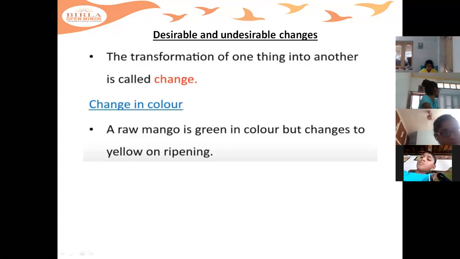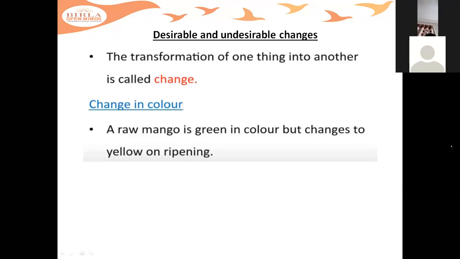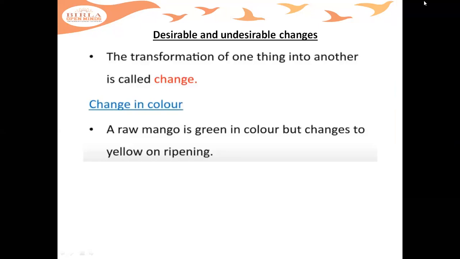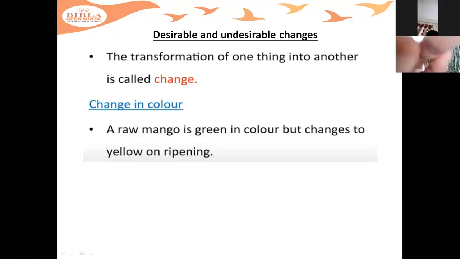You like eating banana. Yes, ma'am. And if you just kept it and forgot, and it's spoiled, I mean it got rotten, then you feel it very bad, isn't it? So is it desirable or undesirable? Undesirable. Oh, so have you understood about desirable and undesirable? Yes, ma'am. Keep your camera on, everyone, so that I can see you.